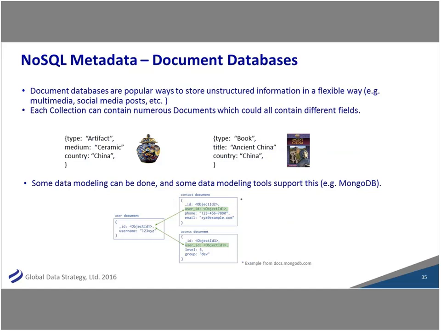Maybe I'm a museum, right? So I have books on China and I have artifacts from China. So the attributes on each one of these are different, but there are some commonalities. So you can be flexible in how your data model supports this. And that is one of the reasons they're so popular, because you can have that flexibility. So some modeling can be done in these. And as I mentioned, some of the tools in the market can both read and write them, which is a little different than, say, the key-value pair database, which is normally done in code.